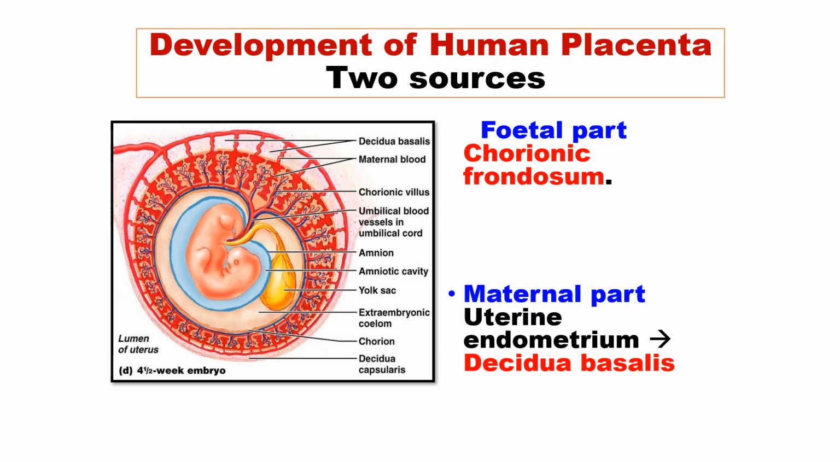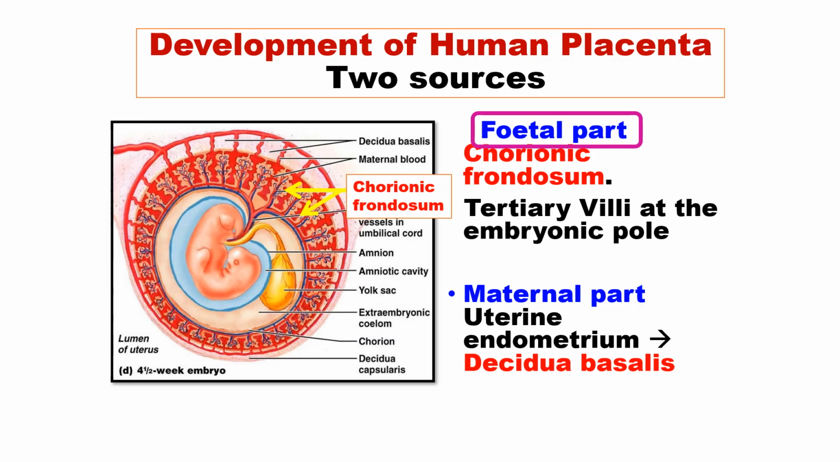Coming to the development of human placenta, which has two important sources. The fetal part is chorion frondosum, the tertiary villi at the embryonic pole. Maternal part is the uterine endometrium, that is the decidua basalis.